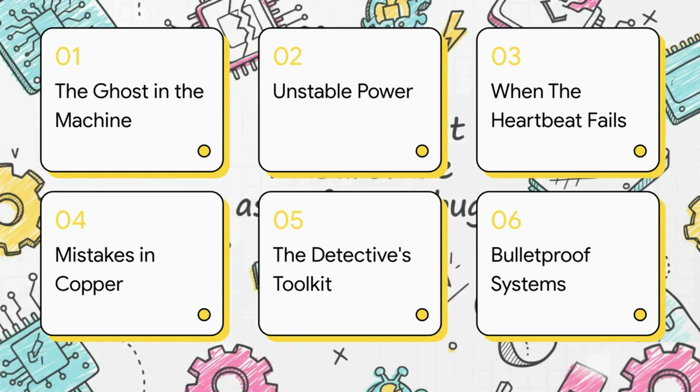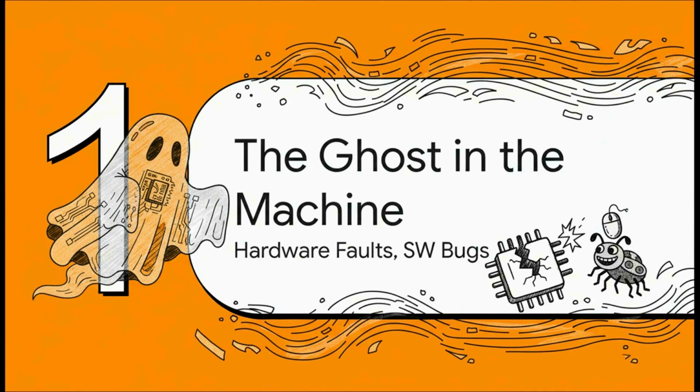So here's the plan. First, we're going to define exactly what these phantom glitches are. Then, we'll go through the top 3 culprits: shaky power, failing clock signals, and, you guessed it, simple mistakes printed right onto the circuit board. After that, I'll give you a hardware detective's toolkit and some solid habits to help you build bulletproof systems from the start. Okay, let's get into it.